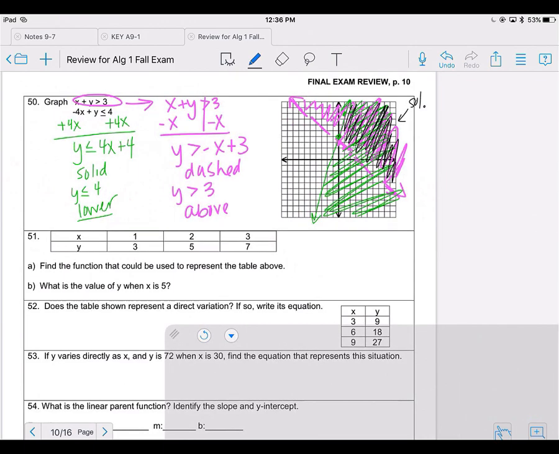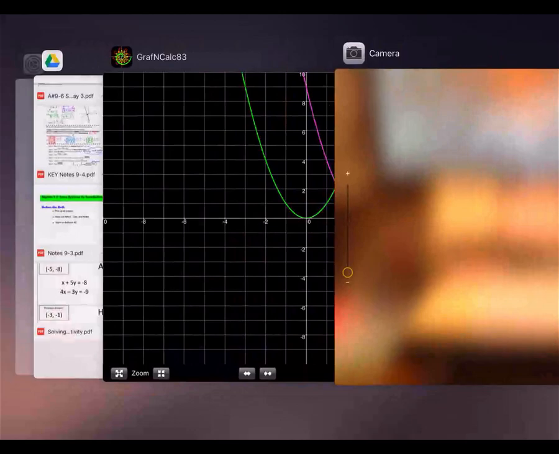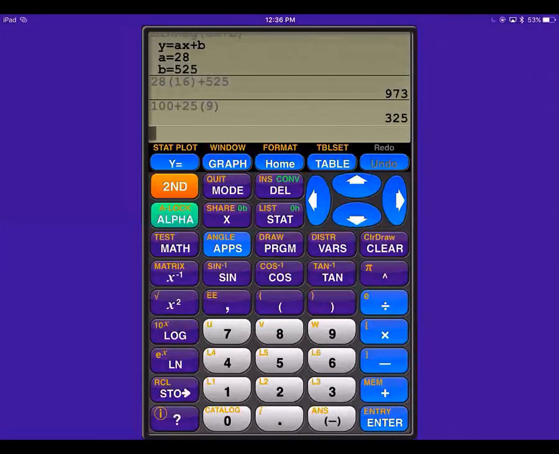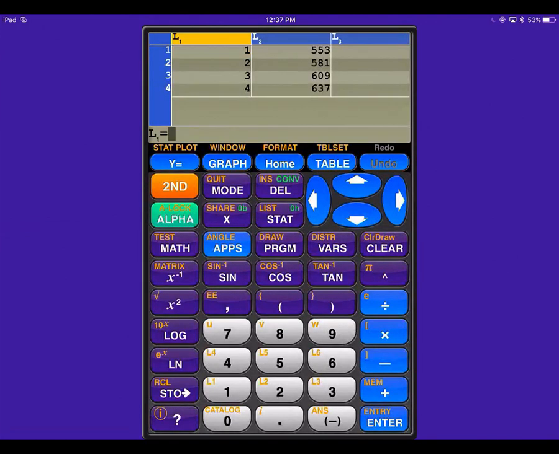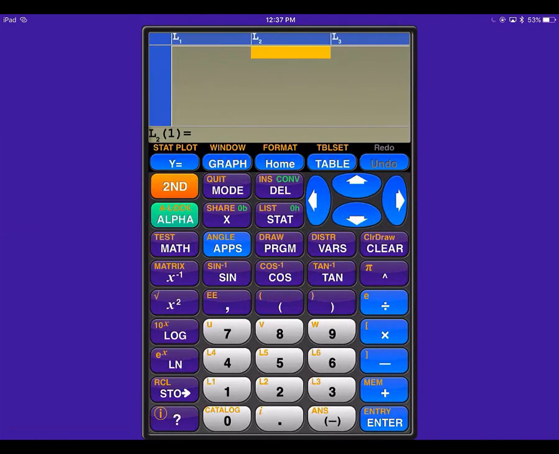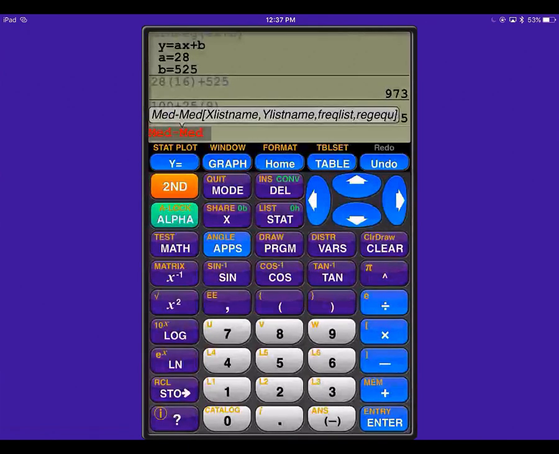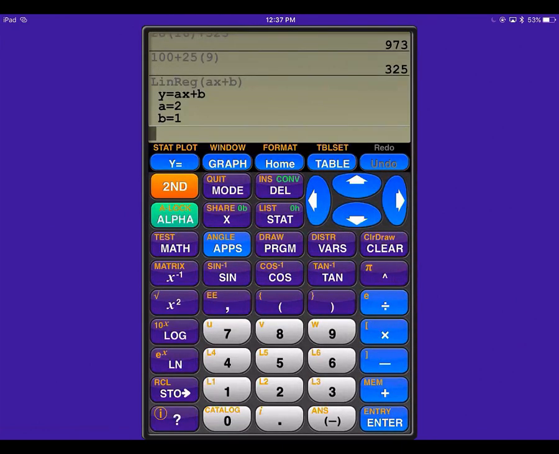51 gives us a table and asks us to find the function that could be used to represent the table above. So I'm going to put this in stat edit. I did it a bunch of times in video 2 on a regular calculator, so I'm going to do it on mine. It's very similar, just not exactly the same. So remember, if there's anything in there, you need to clear it out. My x's are 1, 2, and 3. My y's are 3, 5, and 7. Stat calc 4. Enter, enter, enter. And we get 2x plus 1.